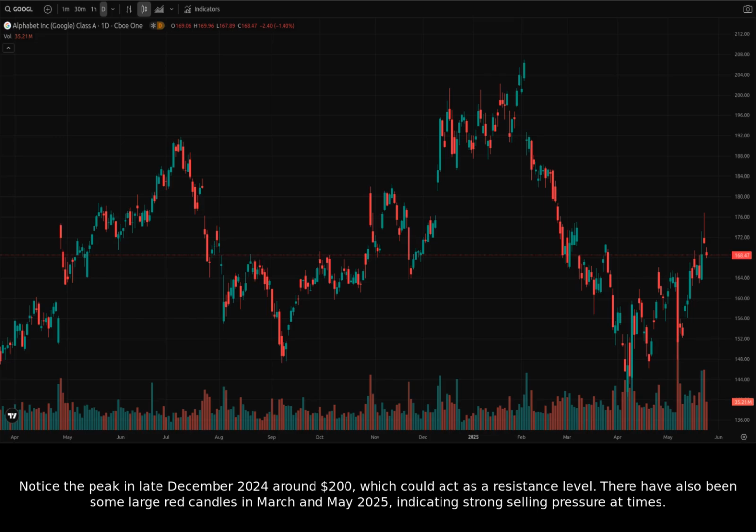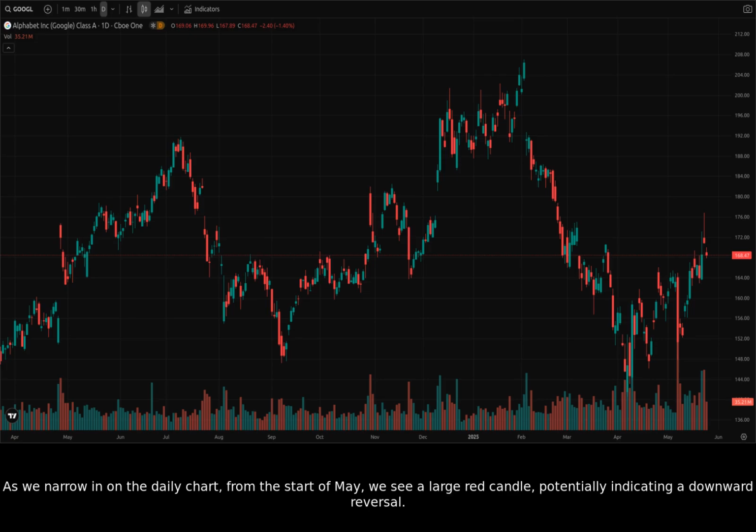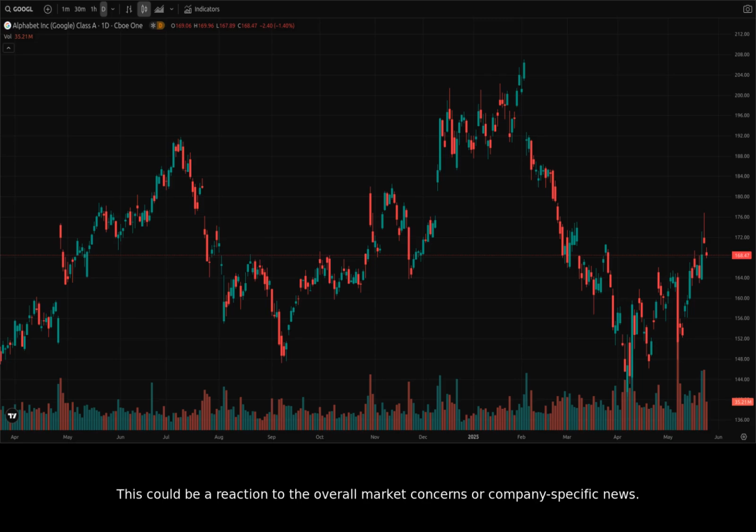There have also been some large red candles in March and May 2025, indicating strong selling pressure at times. Also notice the large swing at the end of April, likely reacting to a news event. Let's narrow into early May. As we narrow in on the daily chart, from the start of May, we see a large red candle, potentially indicating a downward reversal. This could be a reaction to the overall market concerns or company-specific news.